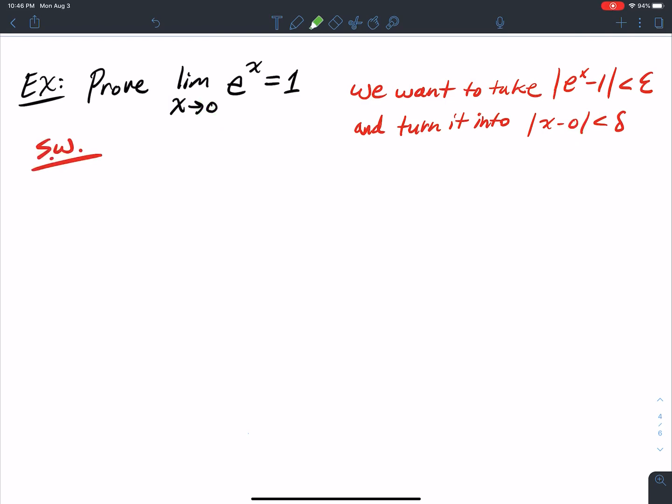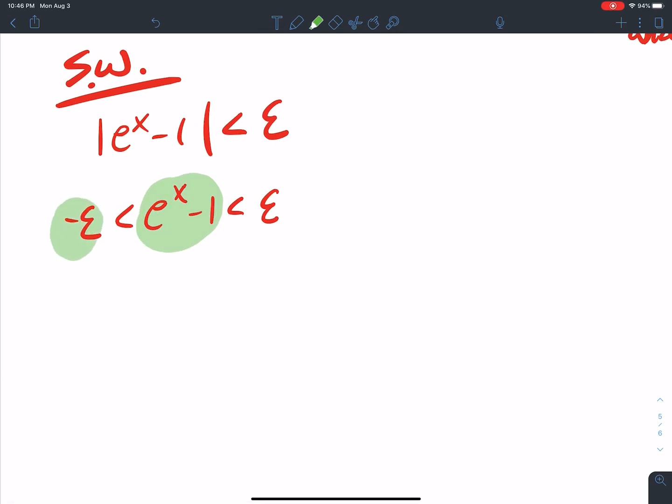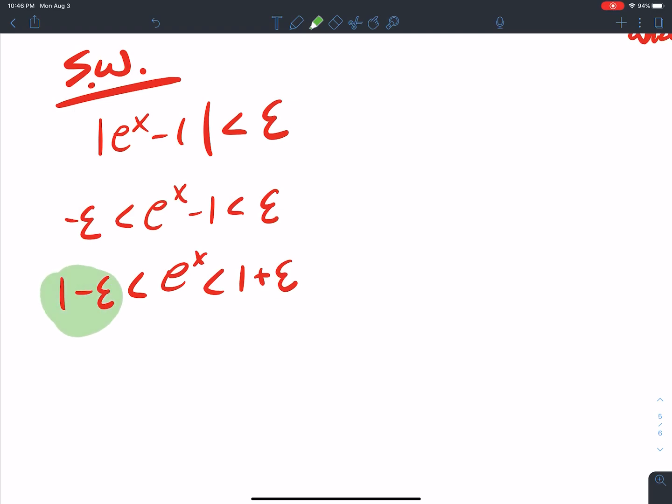So first we start with our scratch work. We start with f of x minus L less than epsilon, and we're trying to turn it into absolute value of x less than delta. That's the goal. So first thing I'm going to do is use algebra to break this up into minus epsilon plus epsilon. And now I'm going to try to start solving for x. So I'm going to add 1 to all sides, and so I have 1 minus epsilon on the left and 1 plus epsilon on the right.